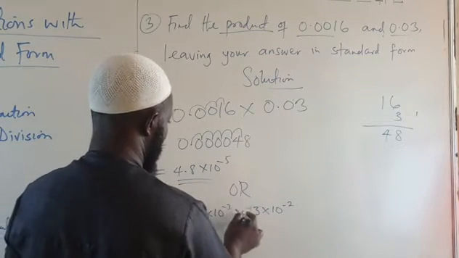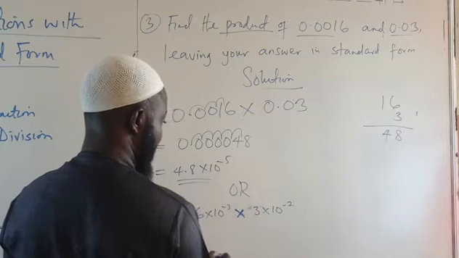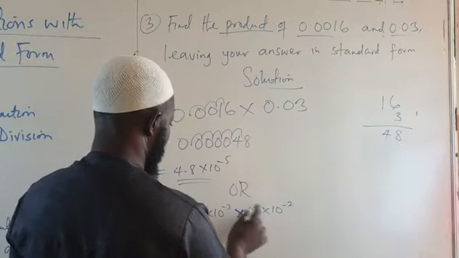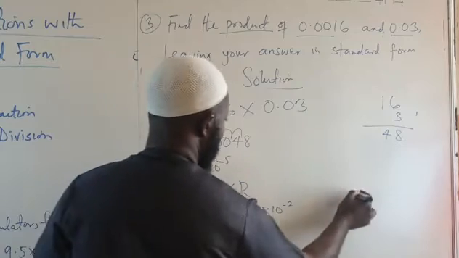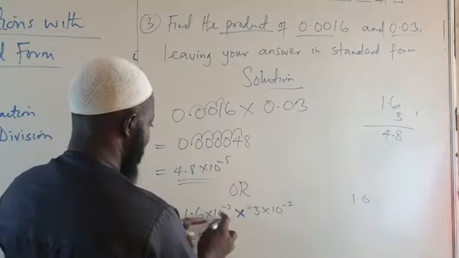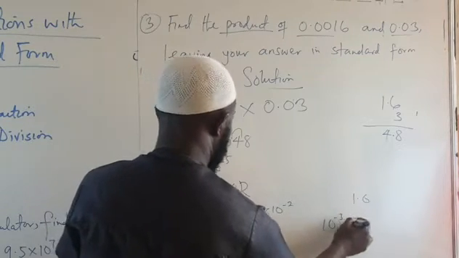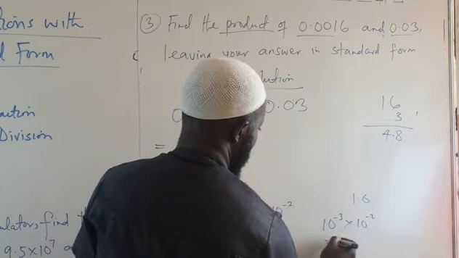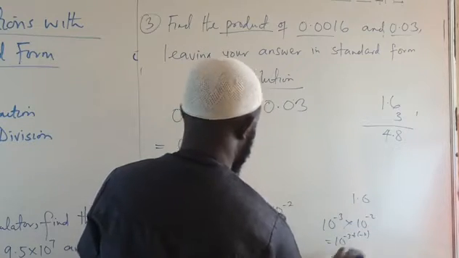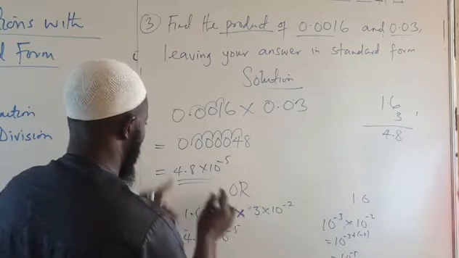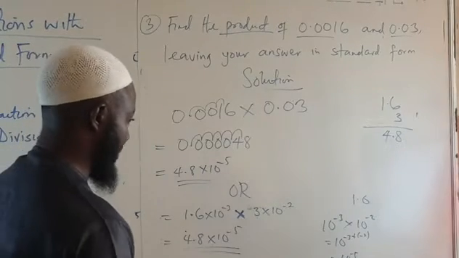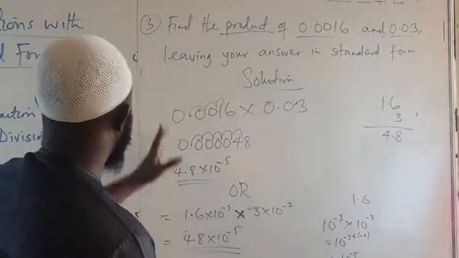So here, you see what we have is a multiplication in between the two of them, right? So we're going to multiply this 1.6 by 3. Then we can combine this one and this one. So 1.6 times 3 gives us 4.8. Then 10 raised to the power minus 3 times 10 raised to the power minus 2. So that means it's 10 raised to the power minus 3 plus minus 2. That gives us 10 raised to the power minus 5. So in that case, times 10 raised to the power minus 5. You can see we still have the same answer. Either way, you are going to get your answer correctly, right? Good. So that is that on the products.